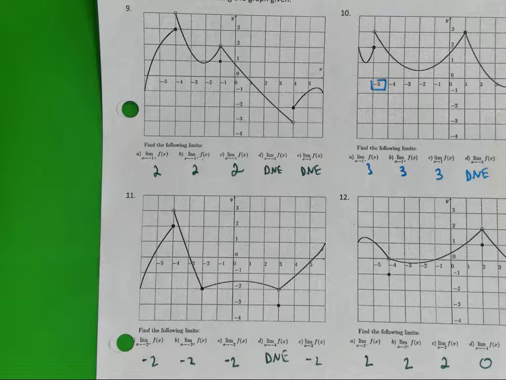If I come from my left, it's approaching what y value? If I come from the right, it's approaching what? So that's why it does not exist. Does that make sense? Okay.